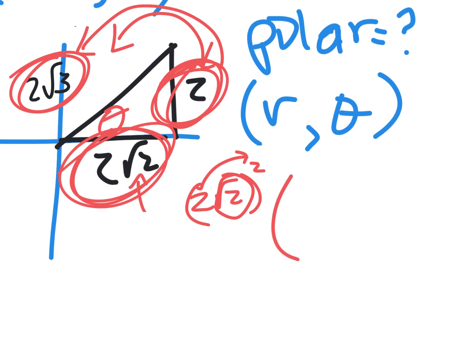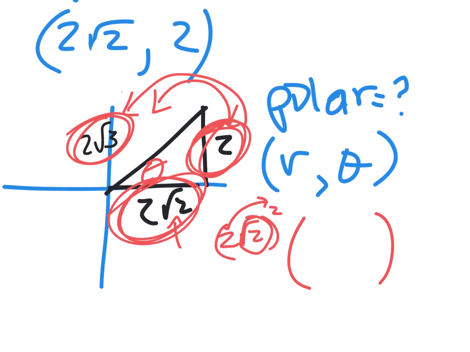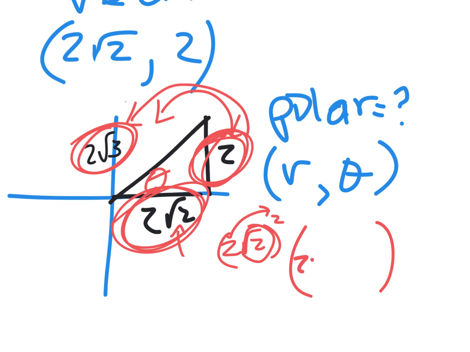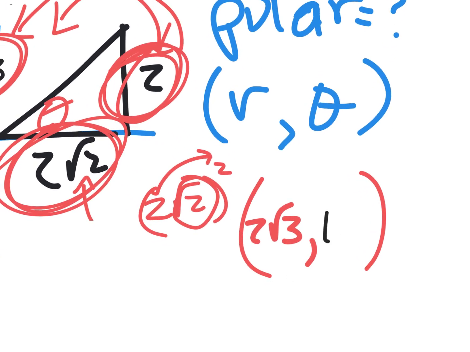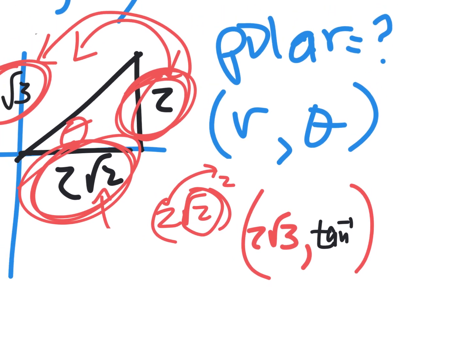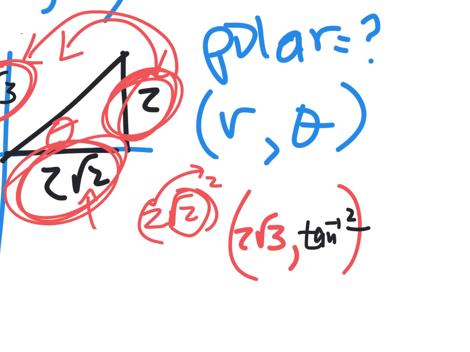So first off, your radius was square root of 12, but you'd have lost points if you didn't simplify it down to 2 root 3, comma, the theta. If you don't know it, because you haven't memorized it, then it's inverse tan of TOA, opposite over adjacent. The opposite side was 2, adjacent side was 2 root 2. And there you go.